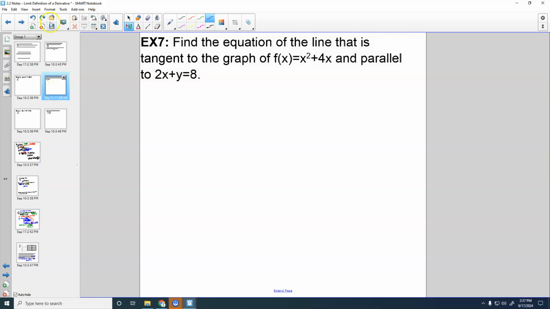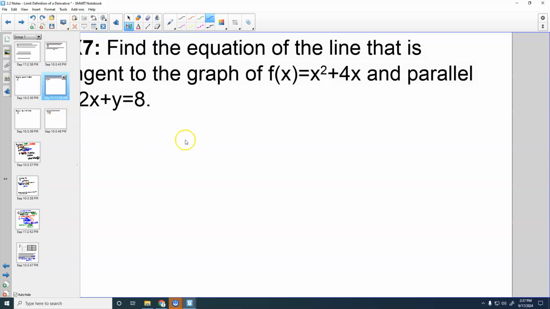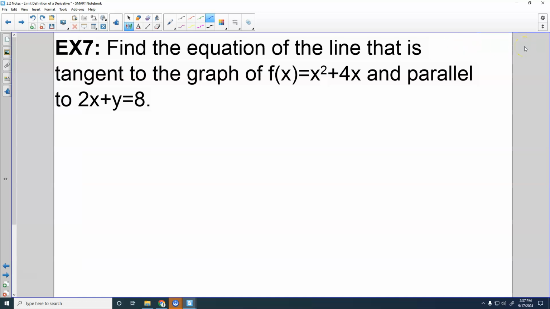All right, let's do this one. This is as difficult as it's going to get for us. Find the equation of a line that is tangent to the graph of f of x equals x squared plus 4x and parallel to 2x plus y equals 8.